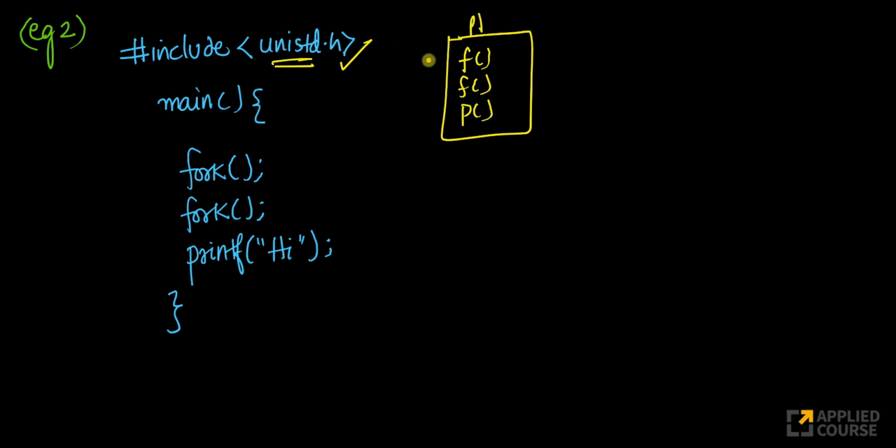I'm executing this. The first line itself is fork. When we say fork, what happens? It creates a new process. Look at this. This creates a new process now.